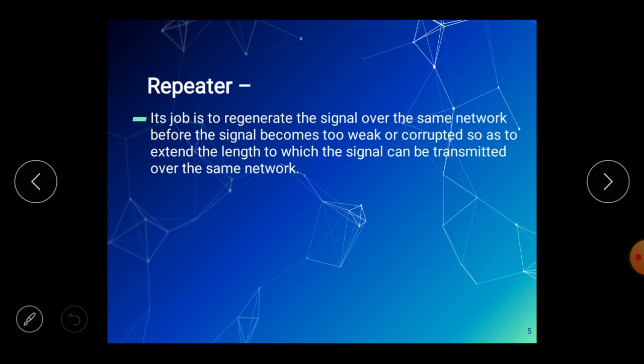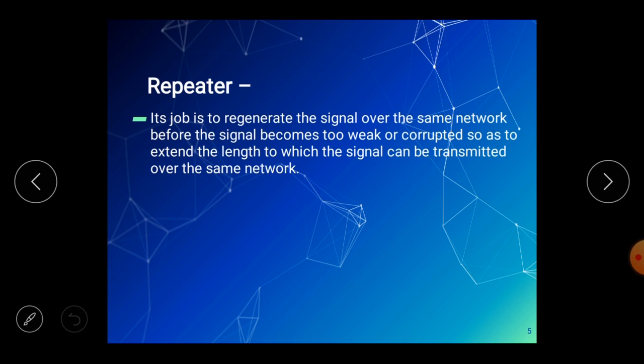Try to understand it like this: when we are sending data from system A to system B, and there is a long distance between system A and system B, then what happens is that while moving along the path, the signal becomes weak. So a repeater is required. The repeater amplifies the signal to the same strength as transmitted from the sender end, and after the amplification, the signal is transmitted again.